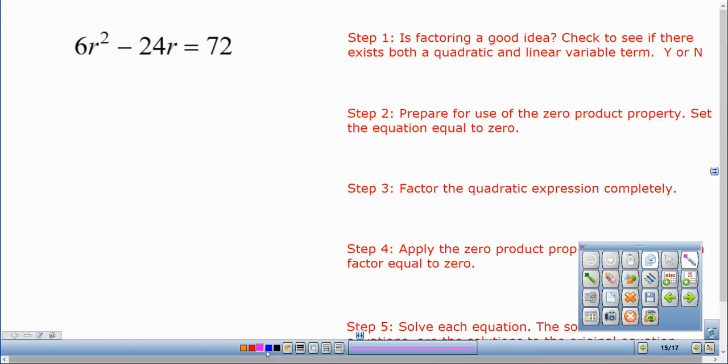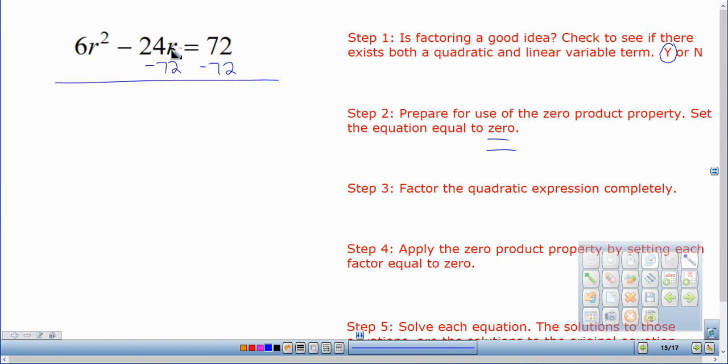Let's look at another one. We have a quadratic term, a linear term. Yes, I do want to factor. Let's set it equal to 0. I would subtract 72 from both sides. And the more you do this, you'll start to pick up on some patterns. But this will say 6r squared minus 24r, and then minus 72 equals 0.